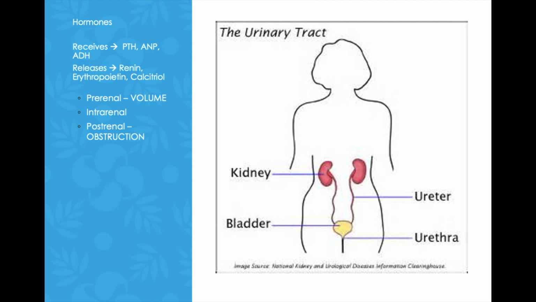So if the body's bone marrow is not producing enough red blood cells and the hemoglobin is low, etc., your kidneys are going to release erythropoietin, which is going to go stimulate the bone marrow and say, hey, we need more red blood cells because we're low in oxygen or we're low in hemoglobin, etc. And then calcitriol is basically your vitamin D. So if you have a vitamin D deficiency, your kidneys are going to be able to release calcitriol.